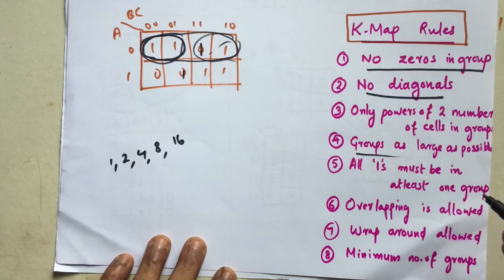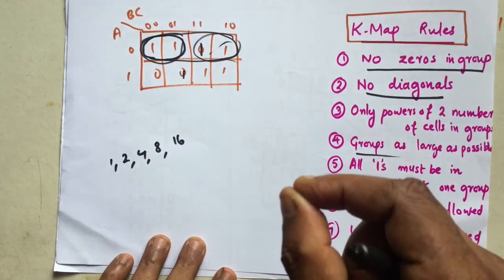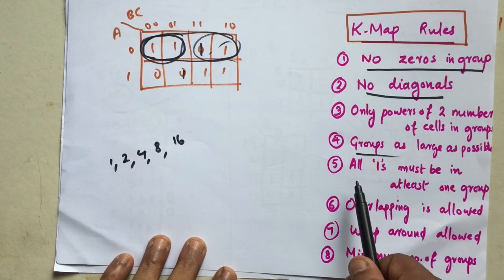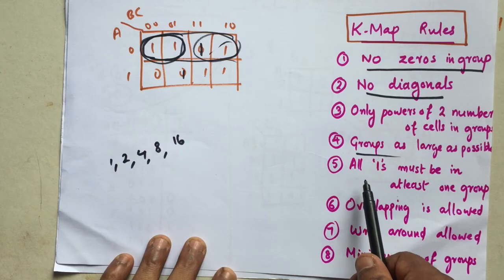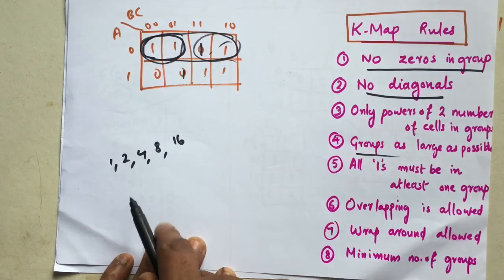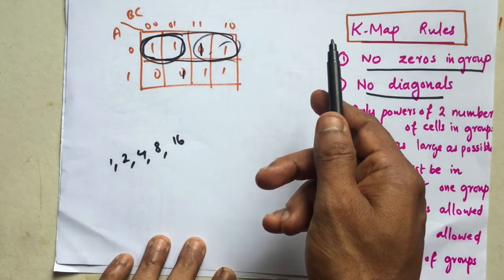Now listen, you will understand these things clearly only when you do the examples. Anyway, listen. Fifth one: all ones must be in at least one group. After grouping all these things, there should not be any one left.